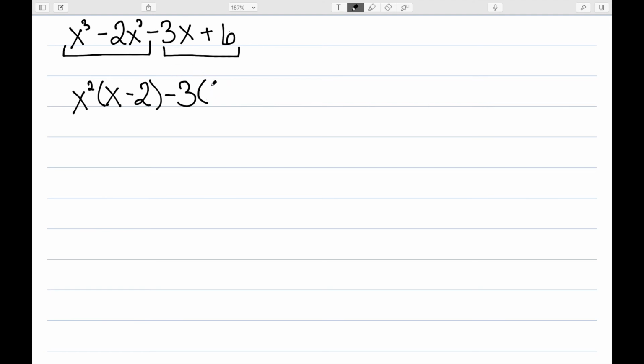When I remove the negative 3, I'm left with an x. And when I remove a negative 3 from 6, I'm left with negative 2. And once again, this is because if we go the other way, negative 3 times negative 2 would be the positive 6 that we need. And once we've done that, we can see that they share this common x minus 2. So I can factor out the x minus 2. I'm left with x squared minus 3. And now we have the full factored form.